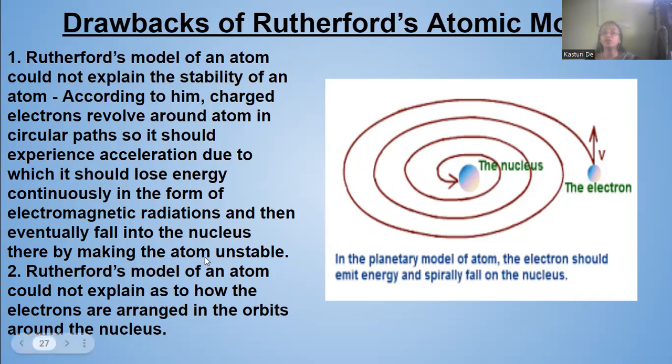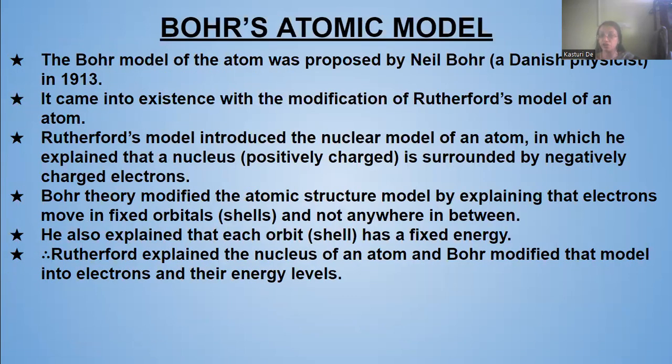Rutherford's atomic model also could not explain how the electrons are arranged in the orbits around the nucleus. How were they arranged?